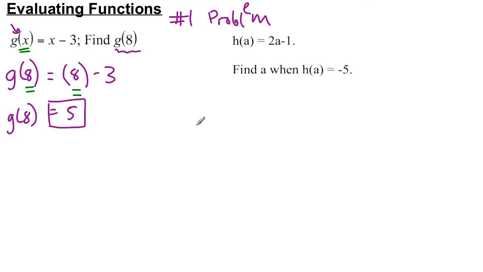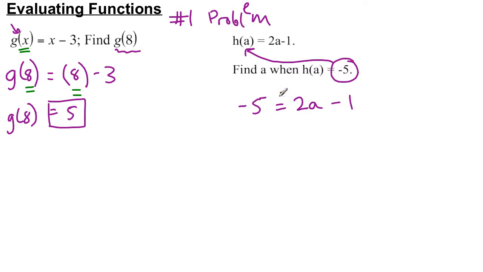Now, sometimes you're going to go the opposite way, like on this problem here. h of a is 2a minus 1, but we want to find out what a is when h of a is negative 5. So we're going to take this negative 5 and substitute it in for h of a. H of a is negative 5, so we get negative 5 is equal to 2a minus 1.